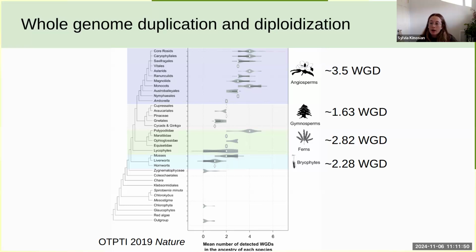corroborated by work in our lab, most recently by Michael McKibben and Jeff Finch, to show that angiosperms have about 3.5 whole genome duplications per lineage through time, and then ferns have about 2.8. And so, if anything, ferns have fewer whole genome duplications than angiosperms, despite having really high chromosome numbers.